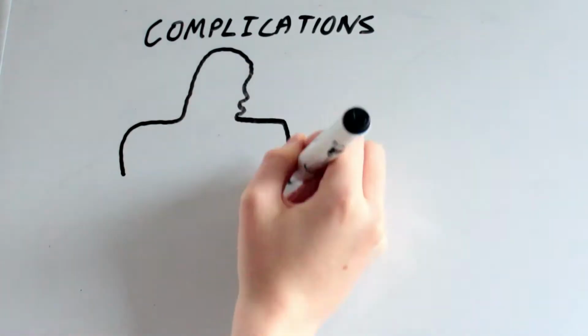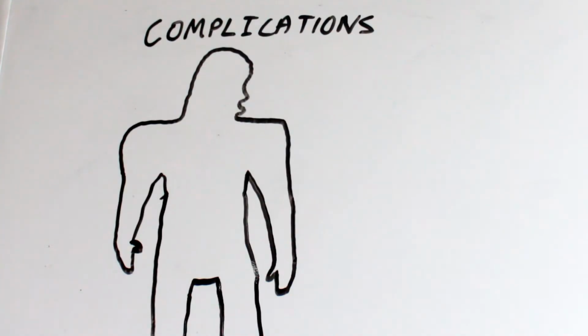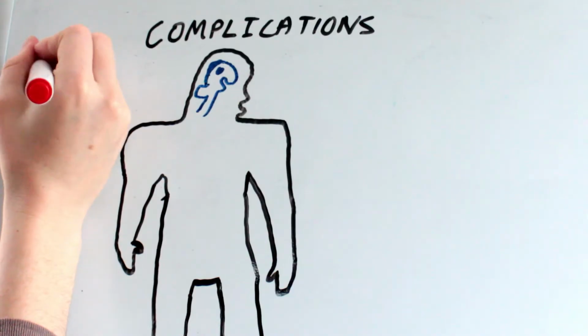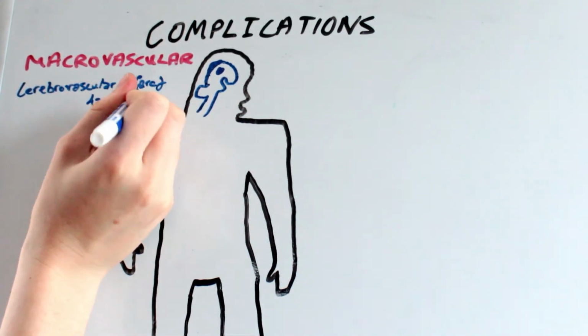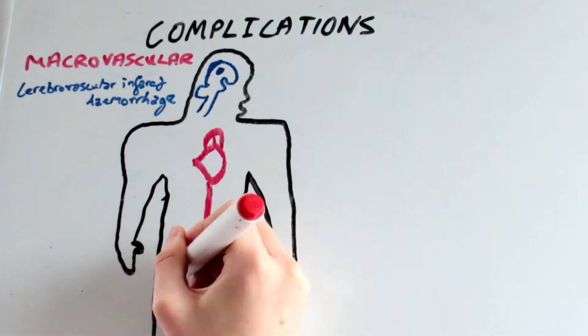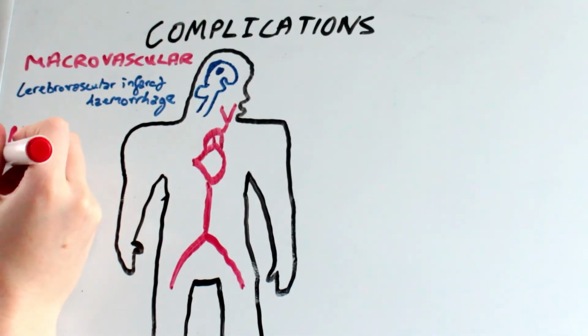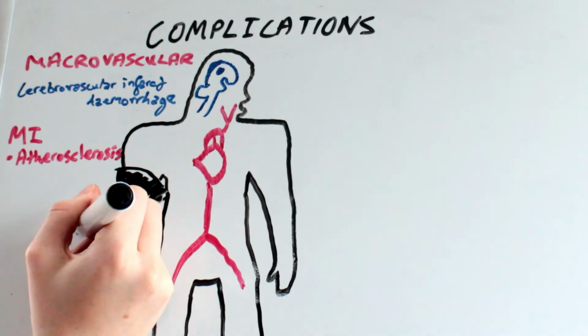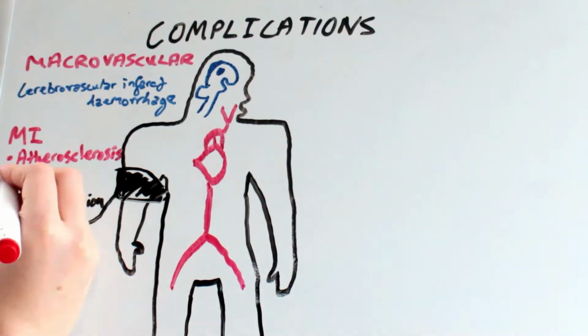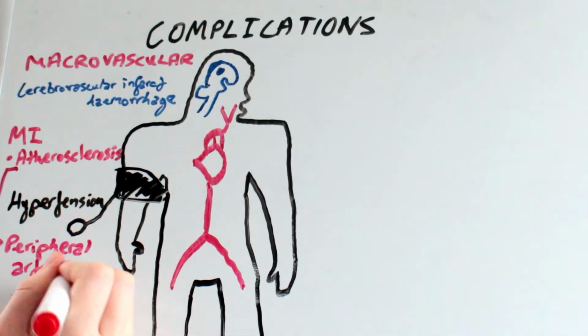We will now look at how these complications can manifest in the body. Macrovascular may present as cerebrovascular infarct or hemorrhage. Cardiovascular effects may include myocardial infarction due to accelerated atherosclerosis, as well as hypertension. Also, peripheral arterial disease can occur.